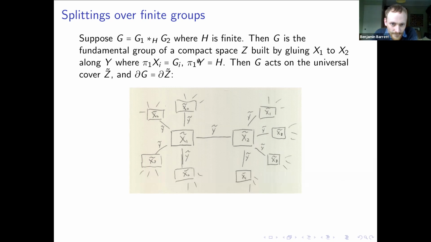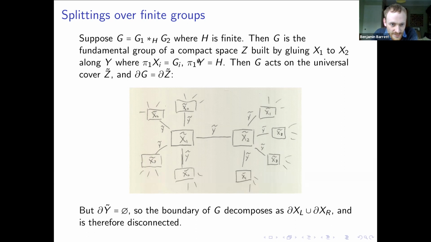So just by thinking about geodesics in that picture, and the fact that the boundary of Y tilde is empty, because H is finite, we can choose Y to be a compact space where H is the fundamental group, and then the universal cover of Y is still compact because H is a finite group, and so Y tilde is bounded, and so the boundary of Y tilde is empty. So by imagining cutting out one of these edges, say the one I've drawn in the middle, we don't actually remove any of the boundary, but we have separated the boundary into two pieces.